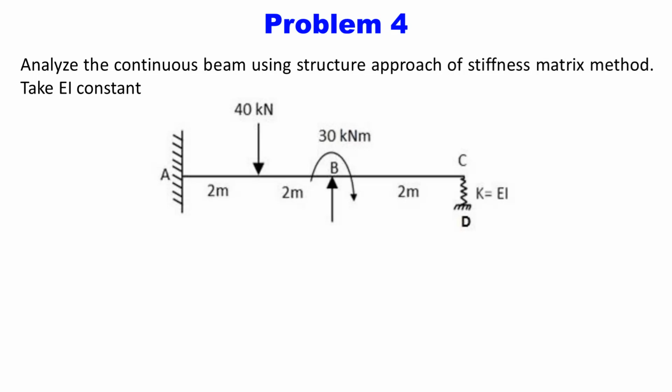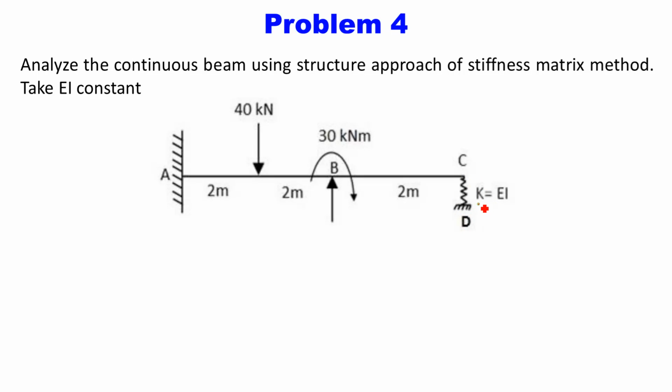Take EI constant. If you look at the beam, the left end of the beam is fixed support. Then one simple support is provided at point B. Vertical reaction at point B represents that it is a simple support. And at point C, spring support is provided. Spring is fixed at the bottom.